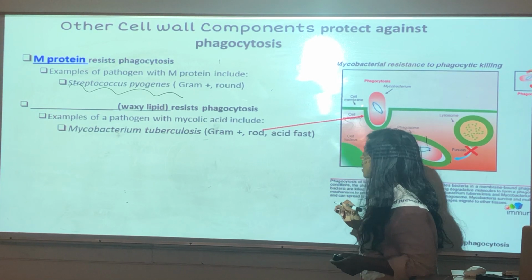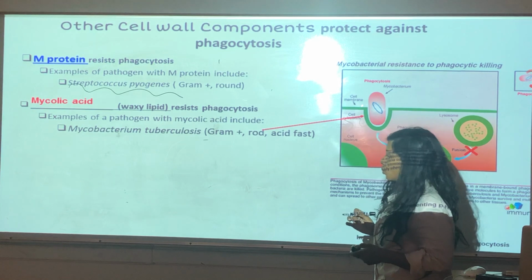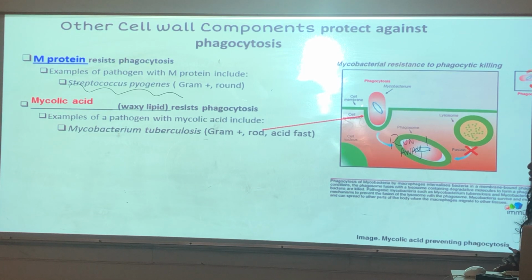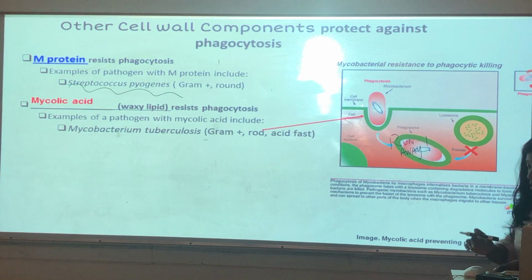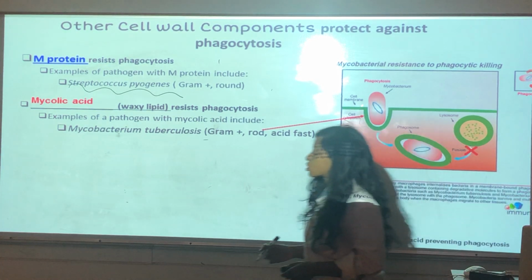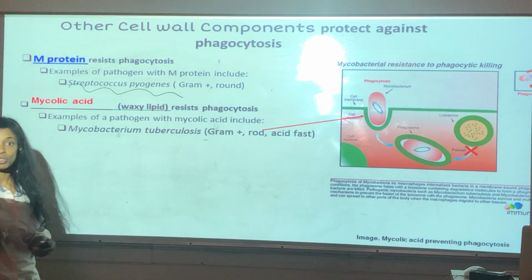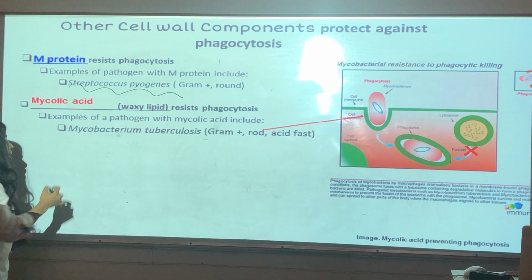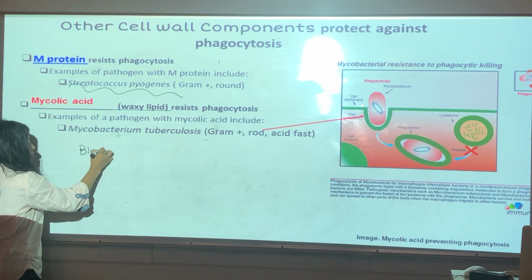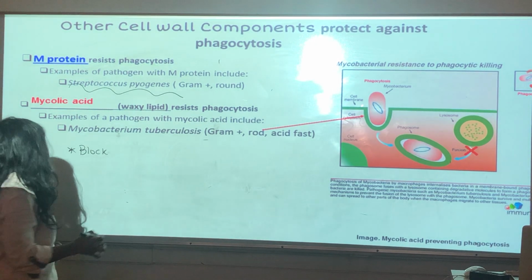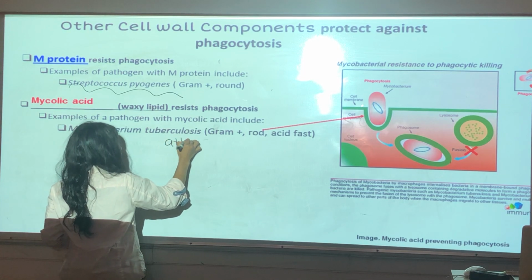So other cell wall components that can protect against phagocytosis, we have mycolic acid, right? Mycolic acid is the waxy lipid embedded in the cell wall, and this is found in Mycobacterium tuberculosis. I discussed this particular structure as far as Mycobacterium tuberculosis. They're able to escape phagocytosis by having this mycolic acid, and they're able to block a particular part of the phagocyte pathway.